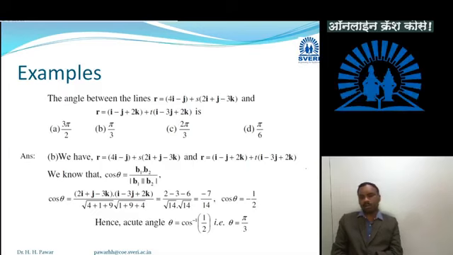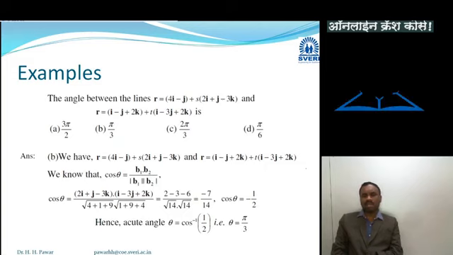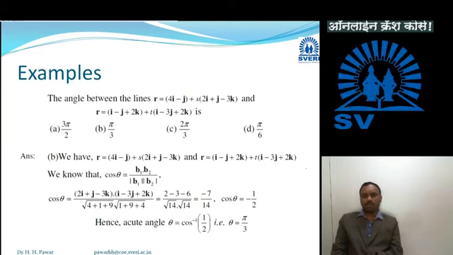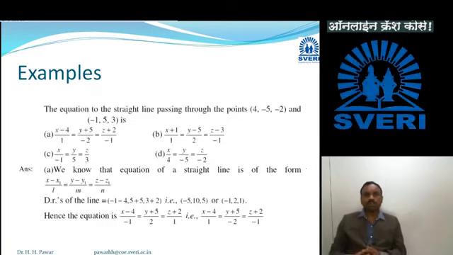We have to consider positive values only. Theta is equal to, as cos inverse 1/2 is nothing but pi by 3. So option B is correct choice for this question.